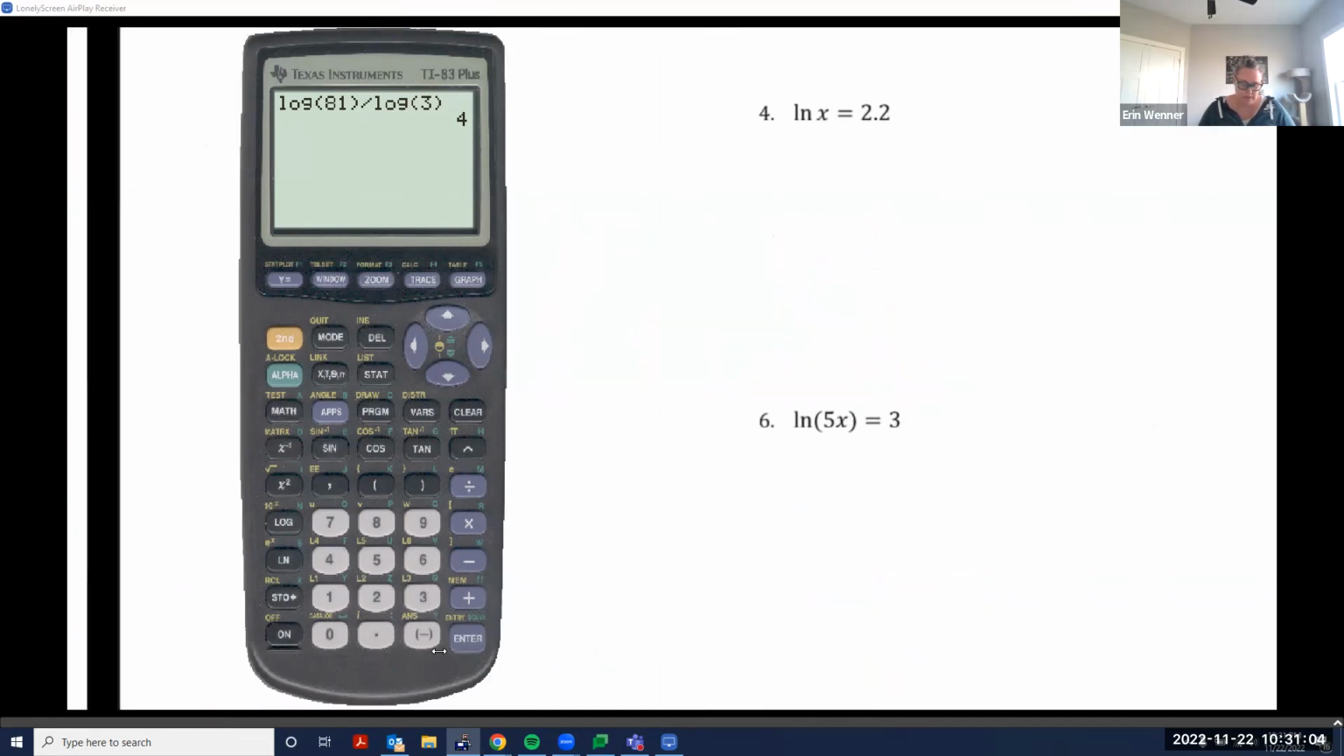So if we go to the next page, I've got log base 3 of x equals 2. I want you to try that one and send me an answer in a direct message.